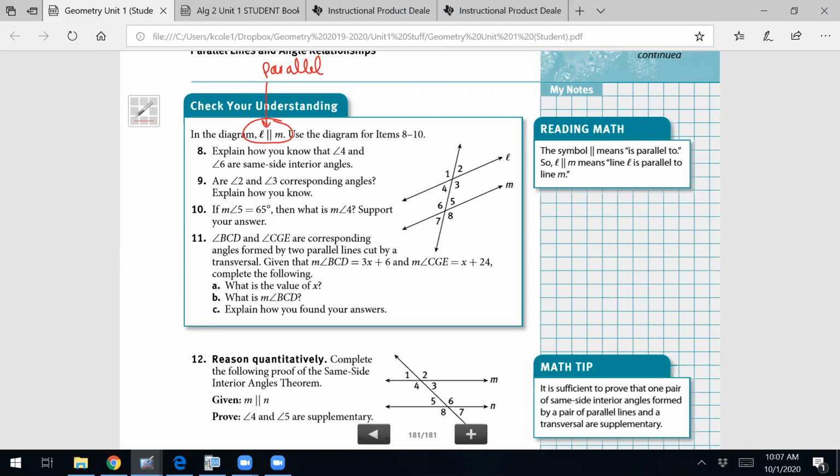Number 8, explain how you know that angle 4 and angle 3 are same side interior angles. How do you know that 4 and 6 are same side interior angles? Same side of what? Same side of the transversal. And inside who? That's right, the parallel lines.